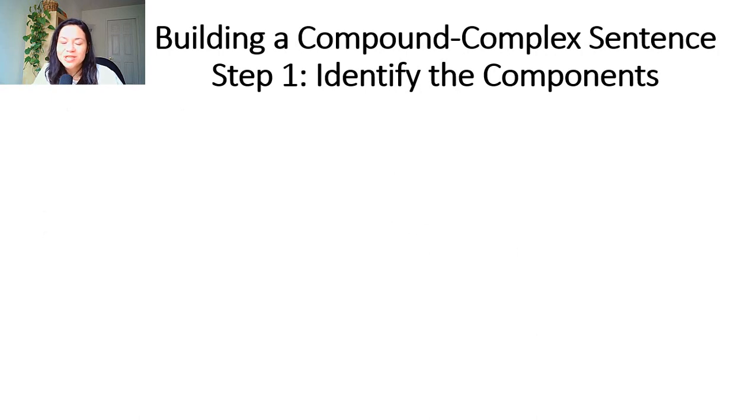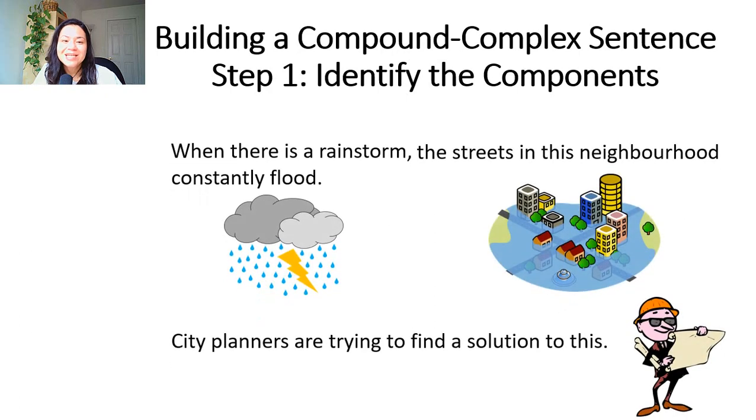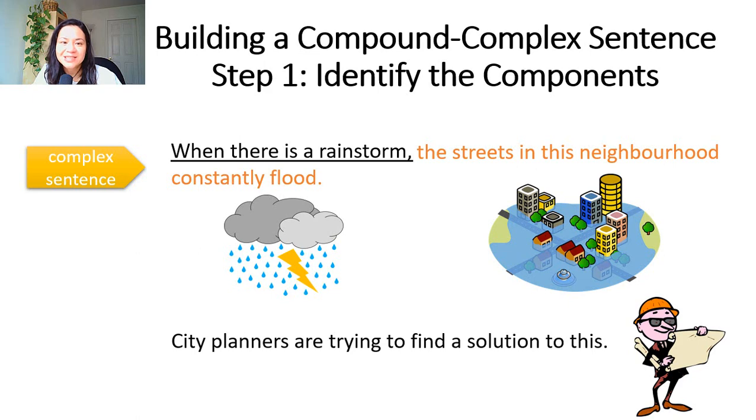One of the easiest ways to form compound complex sentences is to first break down the sentences separately before joining them together. For example, let's take these two sentences. Here we have a complex sentence with a dependent clause, when there is a rainstorm, and an independent clause, the streets in this neighborhood constantly flood. And we have another independent clause which stands alone as a simple sentence. City planners are trying to find a solution to this.